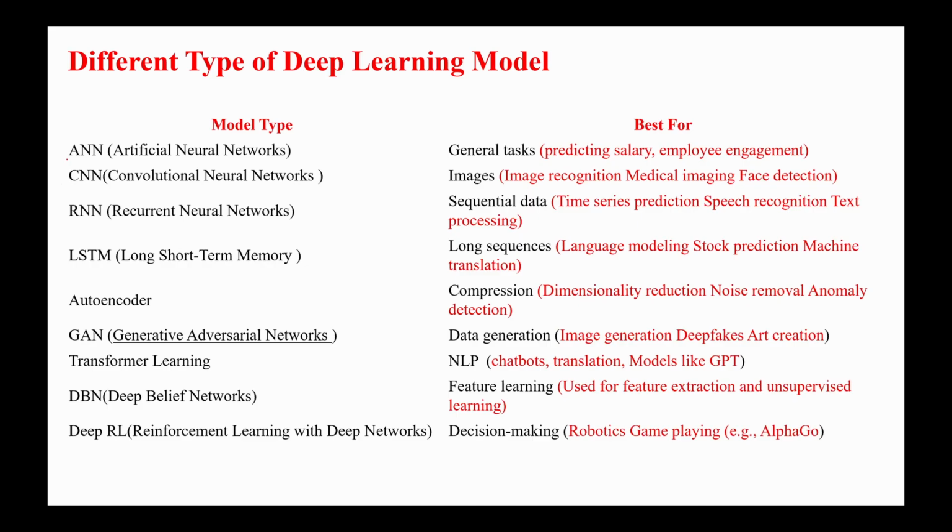As of now, we already discussed ANN. It is for general tasks, like predicting salary, employee engagement. CNN is basically useful for image recognition, medical images, face detection. RNN is basically useful for time series prediction. Suppose you want to predict the dollar price, RNN will work. Speech recognition, text processing. LSTM, long short-term memory, is used for language modeling, stock prediction, machine learning. Basically, this is useful for time series data.